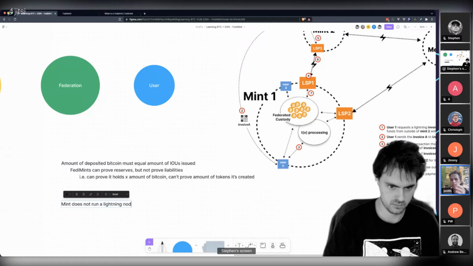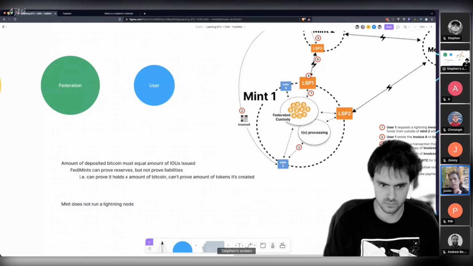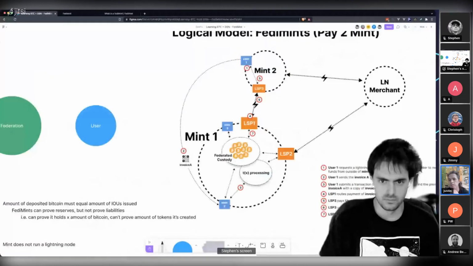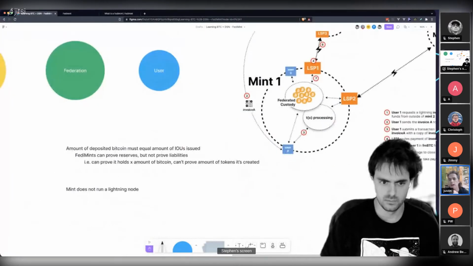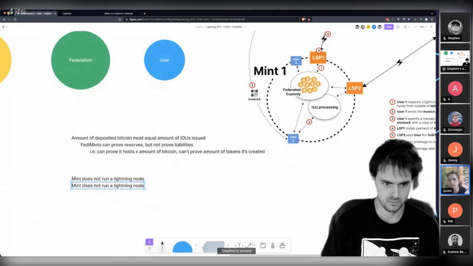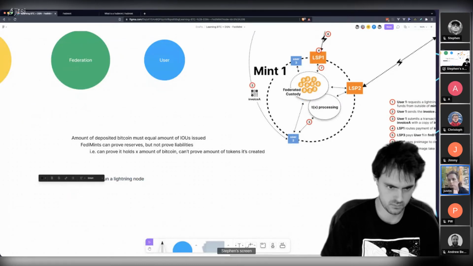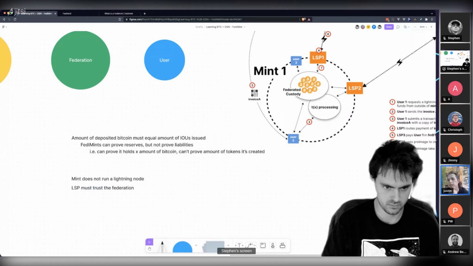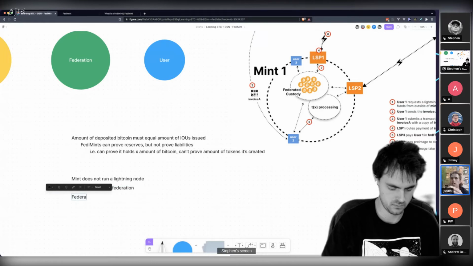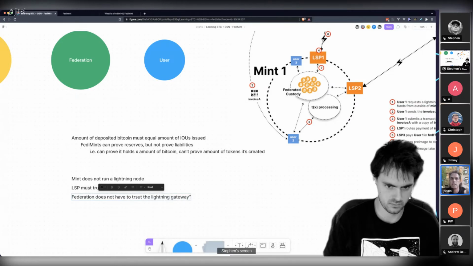And so what does that mean? The LSP has to trust the federation because they'll have to hold a balance of these IOU tokens, right? So if the federation is a bunch of liars, and they issue fraudulent tokens that they don't redeem later, then the Lightning Gateway would lose money, right? So the Lightning Gateway has to trust the Federation, but the Federation does not have to trust the Lightning Gateway, which is very nice because hopefully it will allow a healthy competitive environment where the LSPs compete to serve federations in terms of how good they are at completing Lightning payments. And this is how you might get very, very reliable, quick transactions.